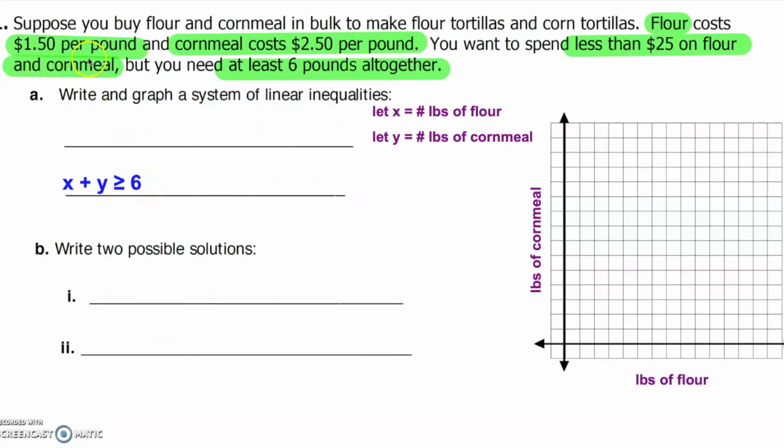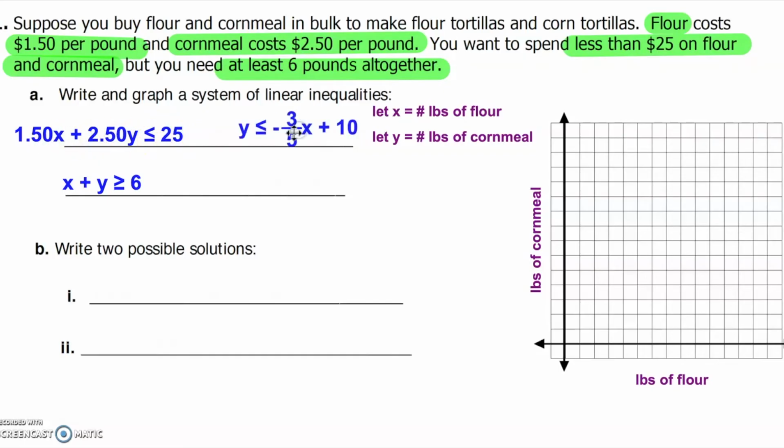And since we know flour costs $1.50 per pound and cornmeal costs $2.50 per pound, we're going to have $1.50 times x and $2.50 times y. But we don't want to spend more than $25. We want to spend less than $25. So $1.50 times the number of pounds of flour we buy plus $2.50 for the amount of cornmeal has to be less than or equal to 25.